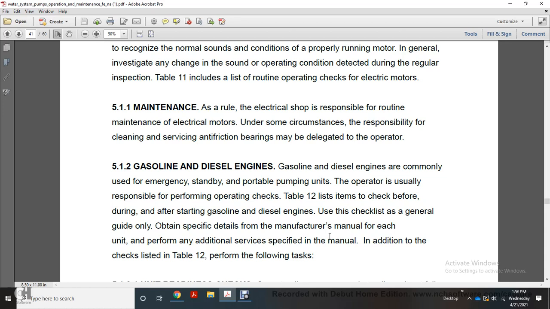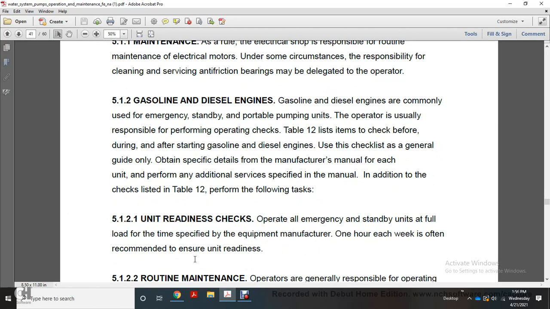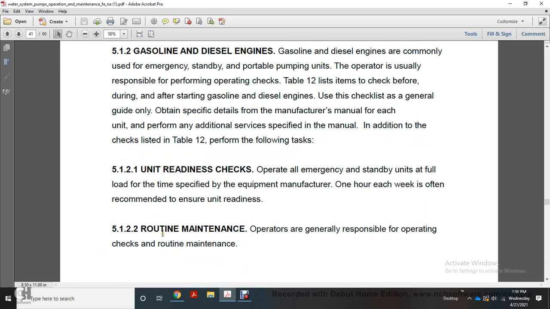Gasoline and diesel engines. Gasoline and diesel engines are commonly used with emergency standby and portable pump units. The operator is usually responsible for performing operating checks from the Table 12 list. These are the items to check before, during, and after starting a gasoline or diesel engine. Use the checklist as a general guideline, obtain the detailed manufacturer manual for each unit, and perform any additional service scheduled and specified in the manual. Table 12 covers the following tasks. Unit readiness check: operate all emergency standby units under full load for the time specified by the equipment manufacturer. One hour each week is often recommended to ensure unit readiness.